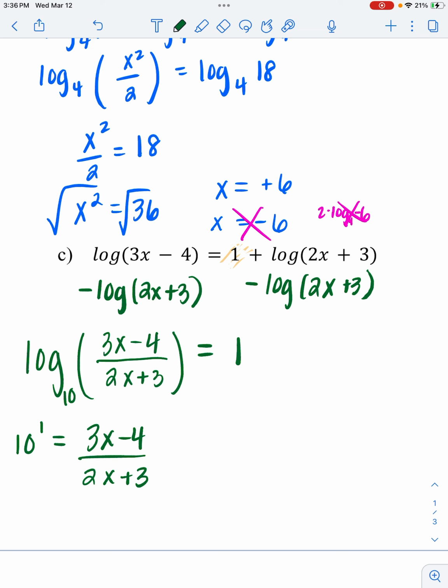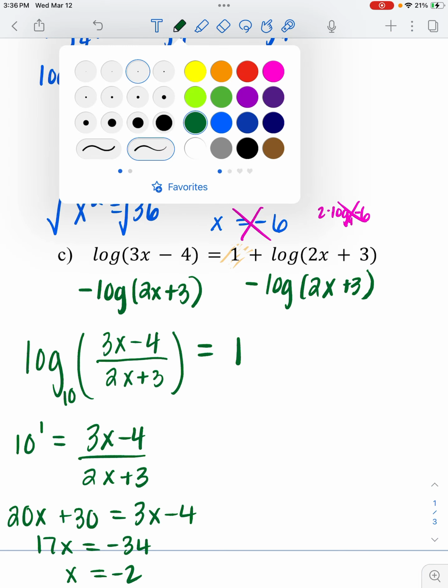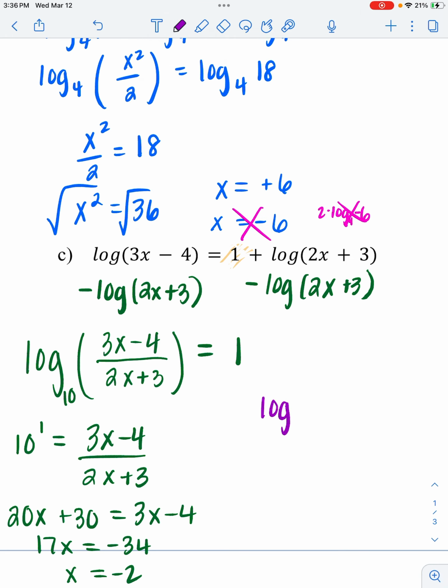So now I can multiply both sides by 2x plus 3. It divides out on the right, and I'm left with 20x plus 30 equals 3x minus 4. 17x equals negative 34. X equals negative 2. Check it. Does it work? Log negative 2 times 3 is negative 6 minus 4. Uh-oh. This is a negative. This doesn't work. If the only answer I get doesn't work, it's a no solution.